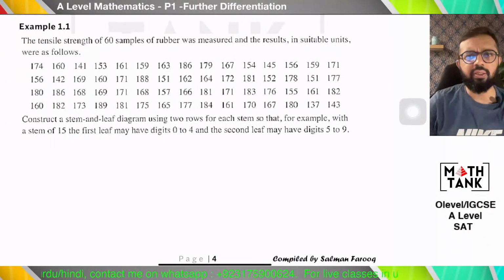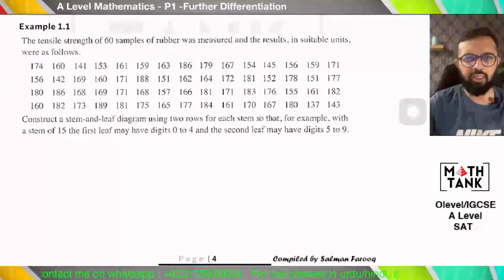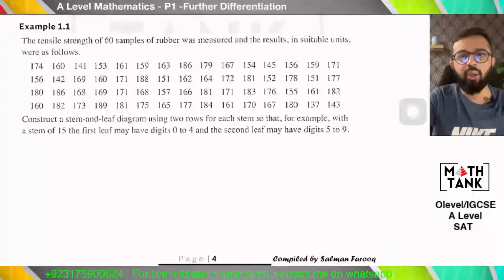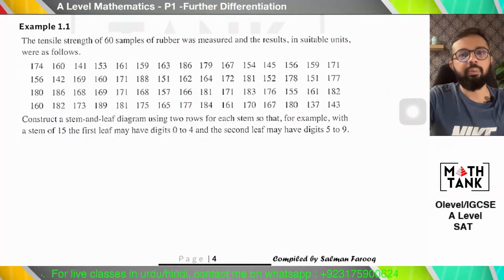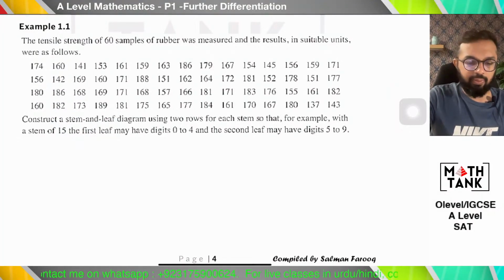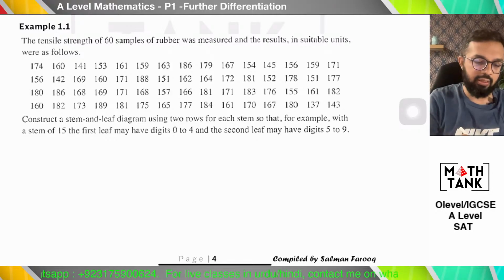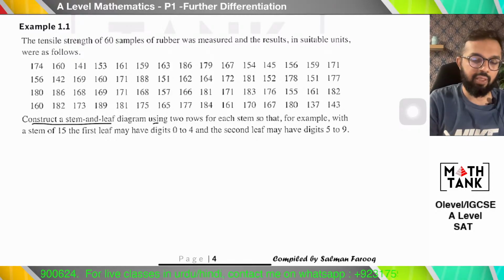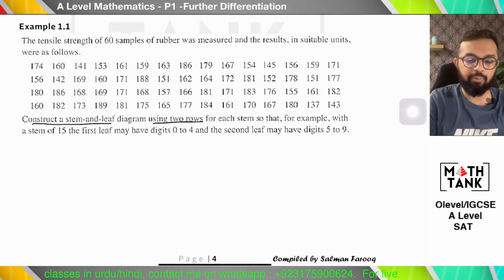Now, if I start drawing a stem and leaf diagram, it's going to take me long. I'm not going to draw this entirely for you, but I have to tell you a few things in this stem and leaf diagram. It says here: construct a stem and leaf diagram using 2 rows for each stem. So that, for example, with the stem 15, the first leaf may have digits 0 to 4, and the second leaf may have digits 5 to 9.